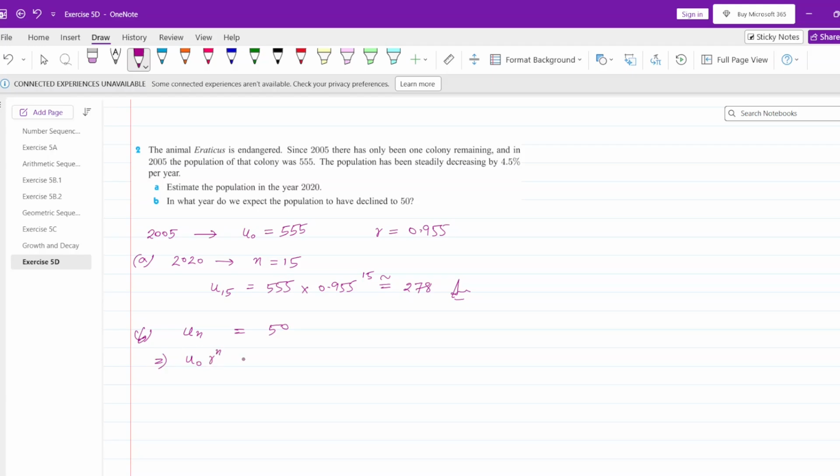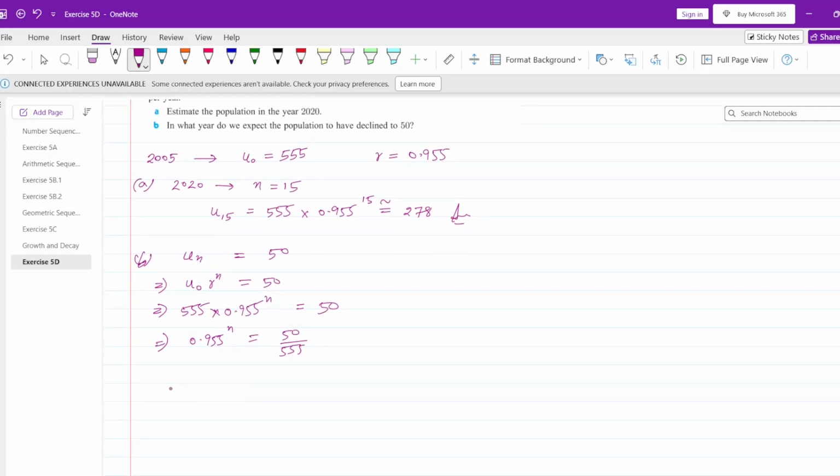U0 R raised to the power n equals 50. U0 is 555 times R, which is 0.955, raised to the power n equals 50. So this becomes 0.955 raised to the power n equals 50 divided by 555. Taking logs on both sides, we get n log 0.955 equals log of 50 divided by 555.